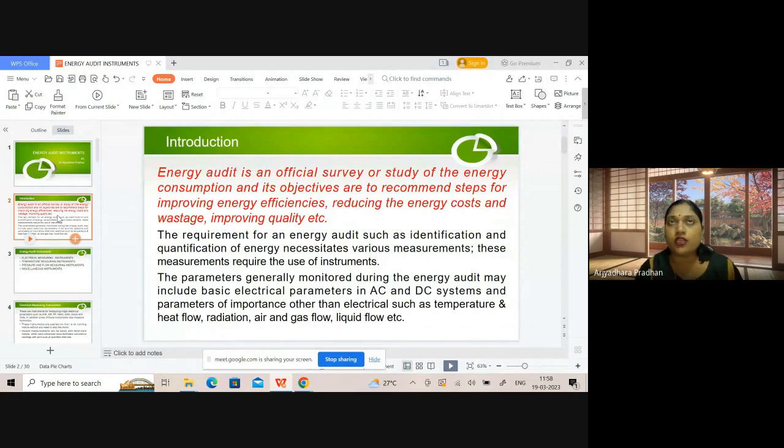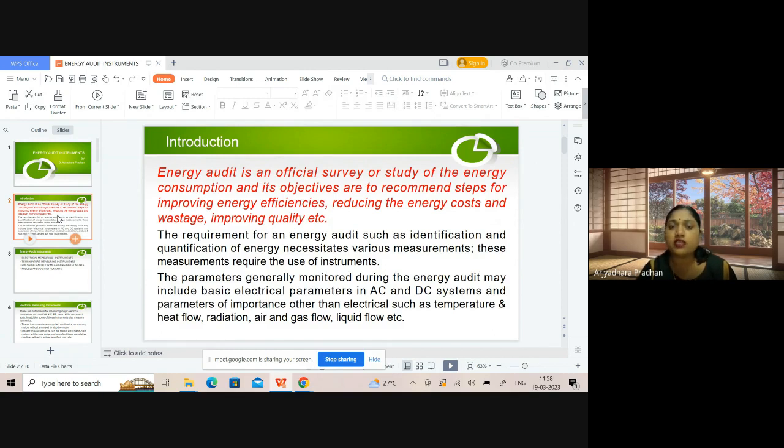Let me give a brief introduction to an energy audit. Energy audit is an official survey or study of energy consumption, and its objectives are to recommend steps for improving efficiencies, reducing energy cost and wastages, and improving quality. Now, the requirement of an energy audit, such as identification and quantification of energy, necessitates various measurements, and these measurements require the use of instruments.